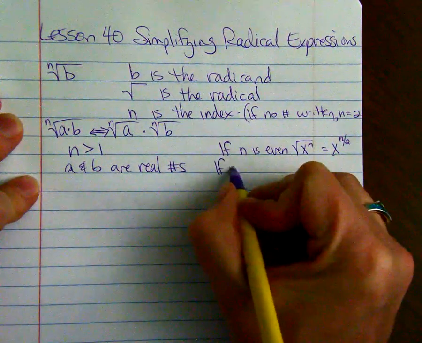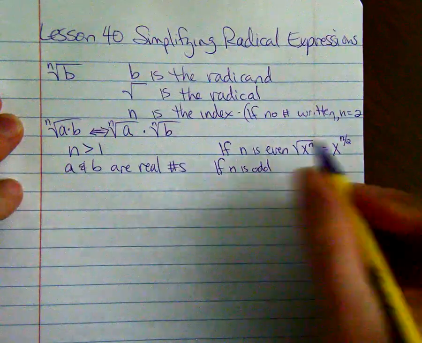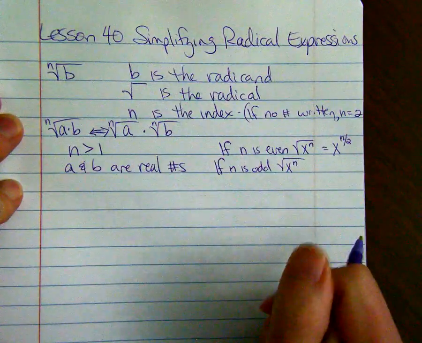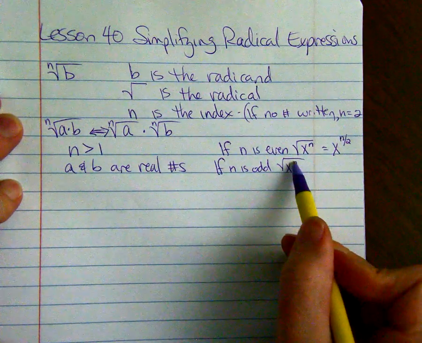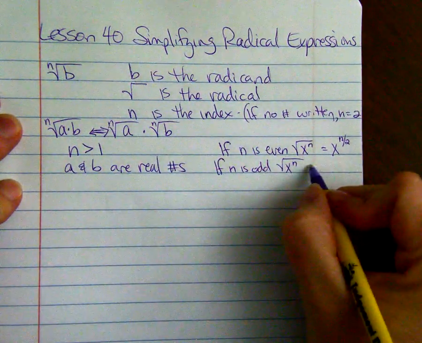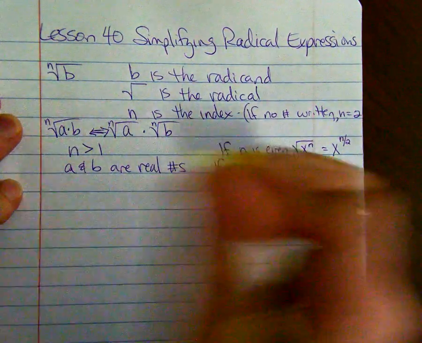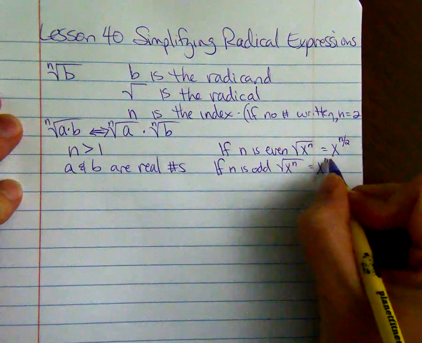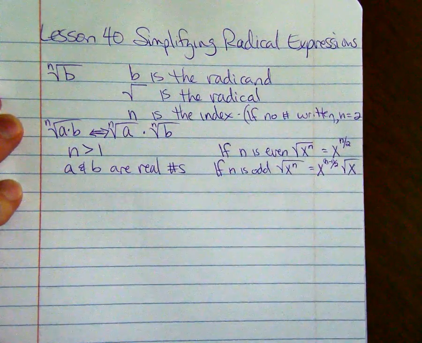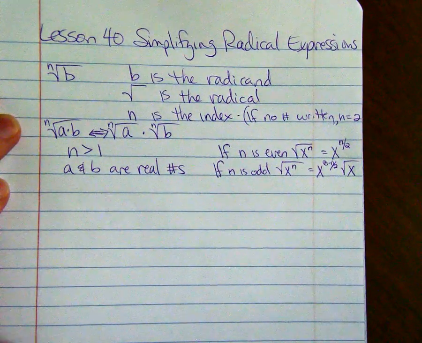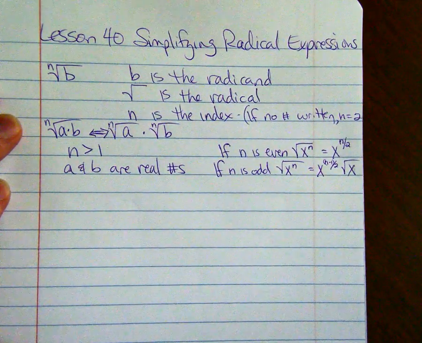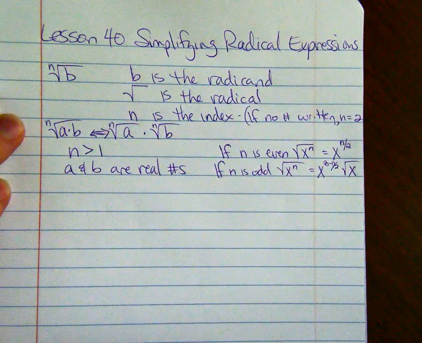If n is odd, for the square root of x to the n, we take half of 1 less. So we take half of the even number that's just below that odd number, and then we have one of the x's left inside the square root. So you have x to the n minus 1 divided by 2, times the square root of x. For instance, if you had x to the 7th, you would take half of x to the 6th. So on the outside you have x cubed, and then you'd have a square root of x left over. I'm going to show you some examples of this too.